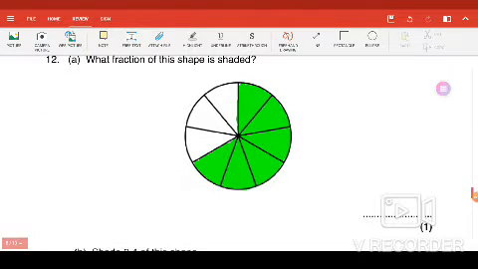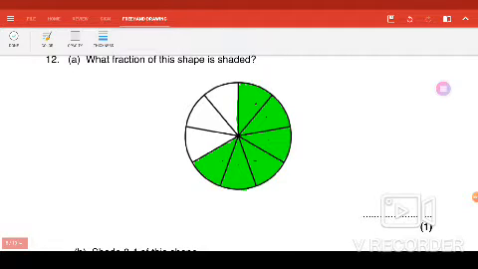What fraction of this shape is shaded? We have 1, 2, 3, 4, 5, 6 shaded out of 7, 8, 9. 9, so it's 2 over 3.